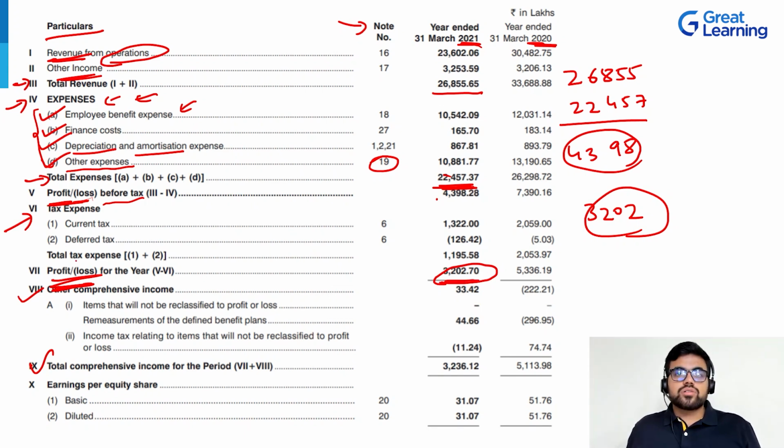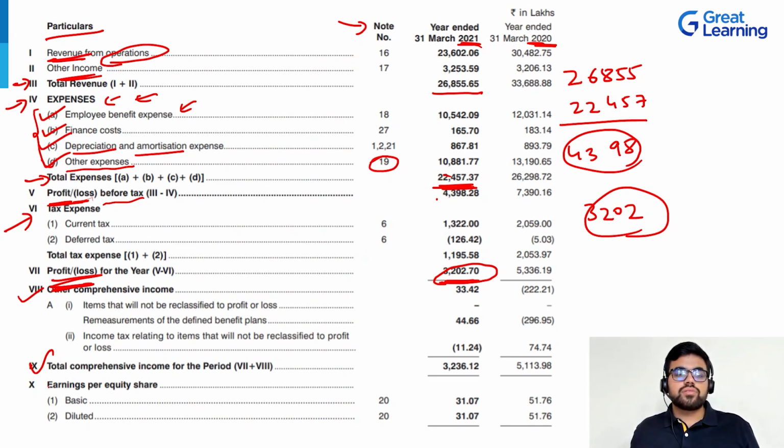So how to differentiate between loss and profit in an income statement? As in this case, they have given loss in brackets. Anything that you see in brackets would be a negative value. Some companies directly give a negative value over here. Some of them give it in brackets. So it varies from company to company.